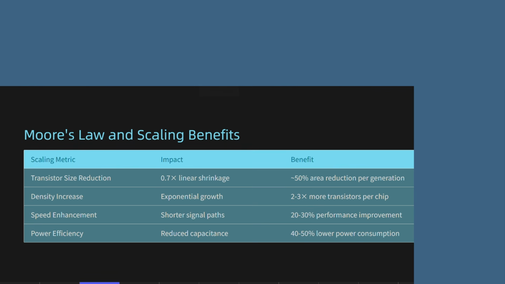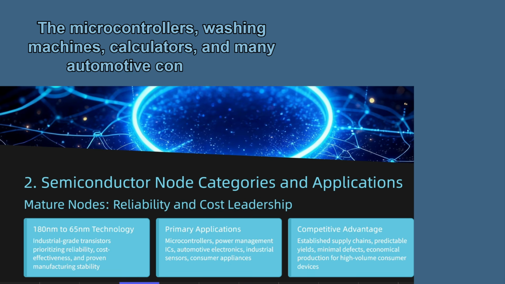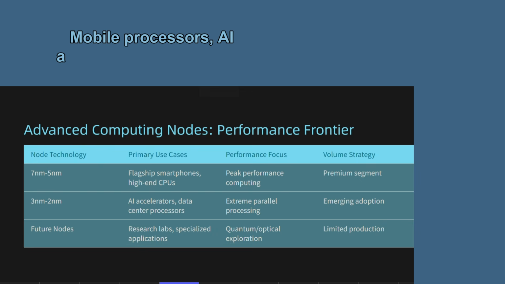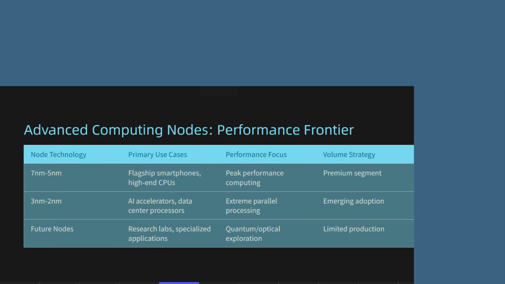And here's an important part. Not all devices need the latest node. The microcontrollers, washing machines, calculators, and many automotive controllers often still use mature nodes like 180 nano, 90 nano, or 65 nanometer because they prioritize reliability and cost over packing billions of transistors. Mobile processors, AI accelerators, and laptops use advanced FinFET and gate-all-around technologies at 7 nano, 5 nano, 3 nano, and below, where performance per watt becomes critical.